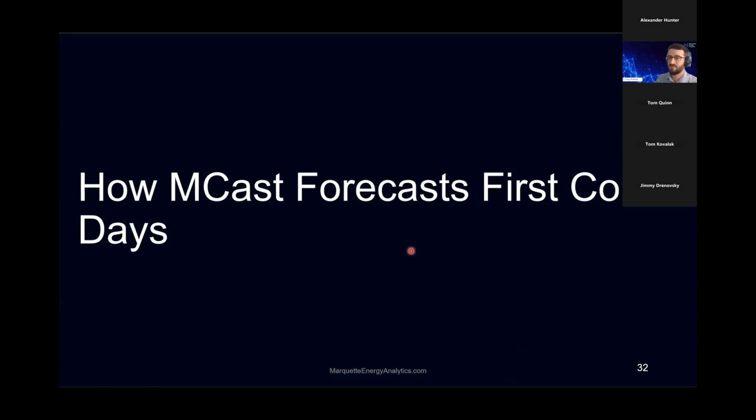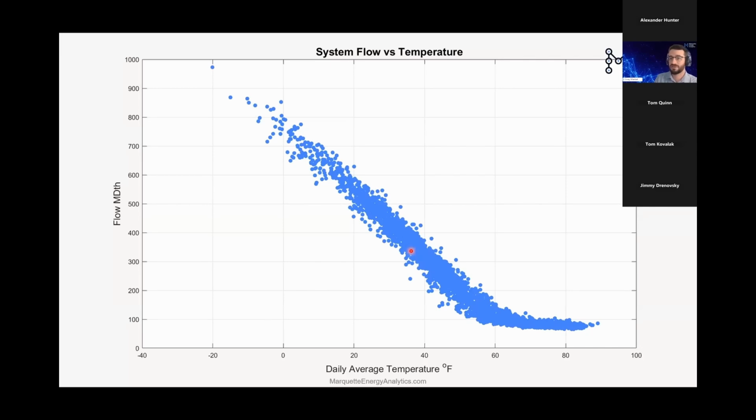Well, how does MCast forecast those first cold days? I always like to start with a pretty simple graph here where we've got, again, our daily average temperature on the x-axis and our demand on the y. This is fictitious data that we've put together, that we're calling system. And this is a pretty typical way to view gas demand data.